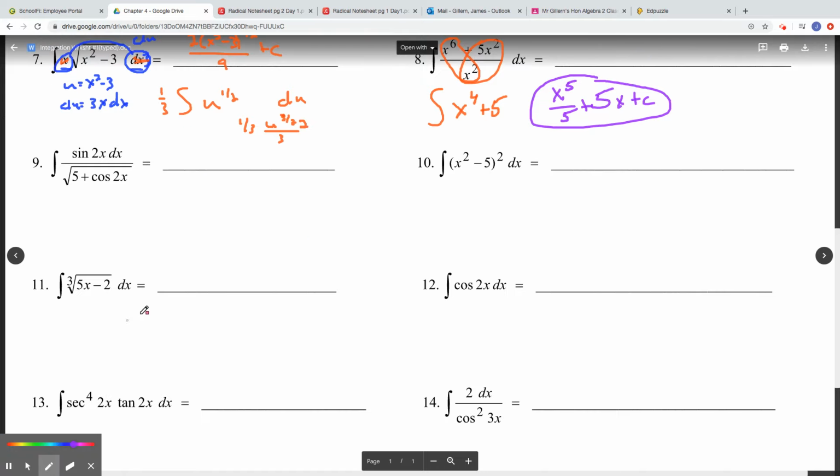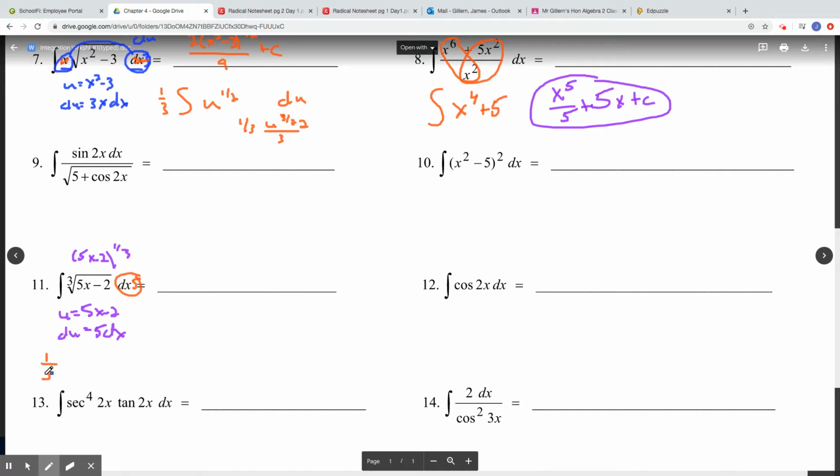All right, last 2 that you guys had in your homework were 11 and 12. So 11, we have something that's underneath a root, a radical. That's our inside. Remember, this is the same thing as 5x minus 2 to the 1/3. So we make the u whatever's on the inside, and that's 5x minus 2. The derivative is then 5 dx. I have my dx. I don't have a 5. So that right there is my du.